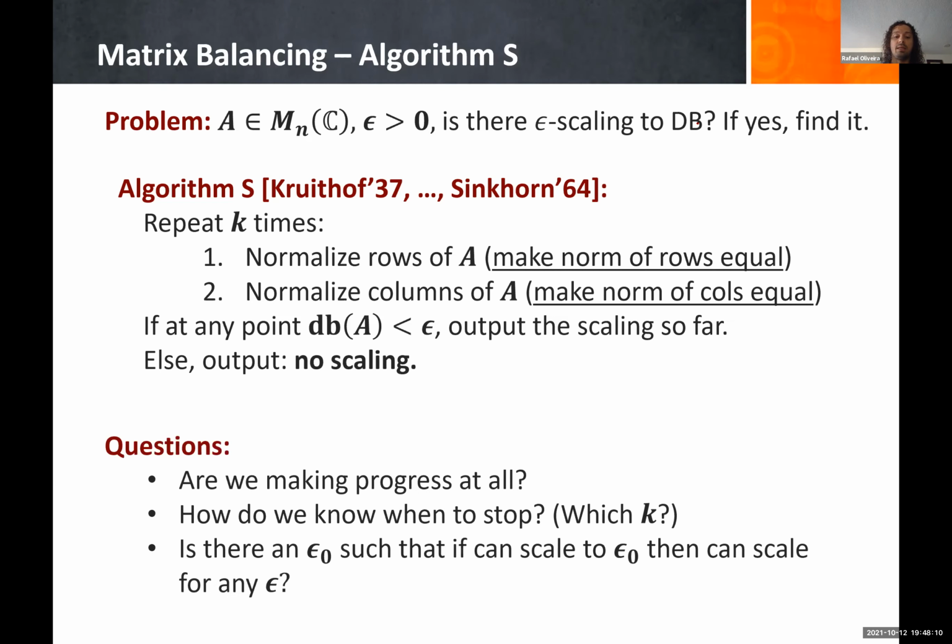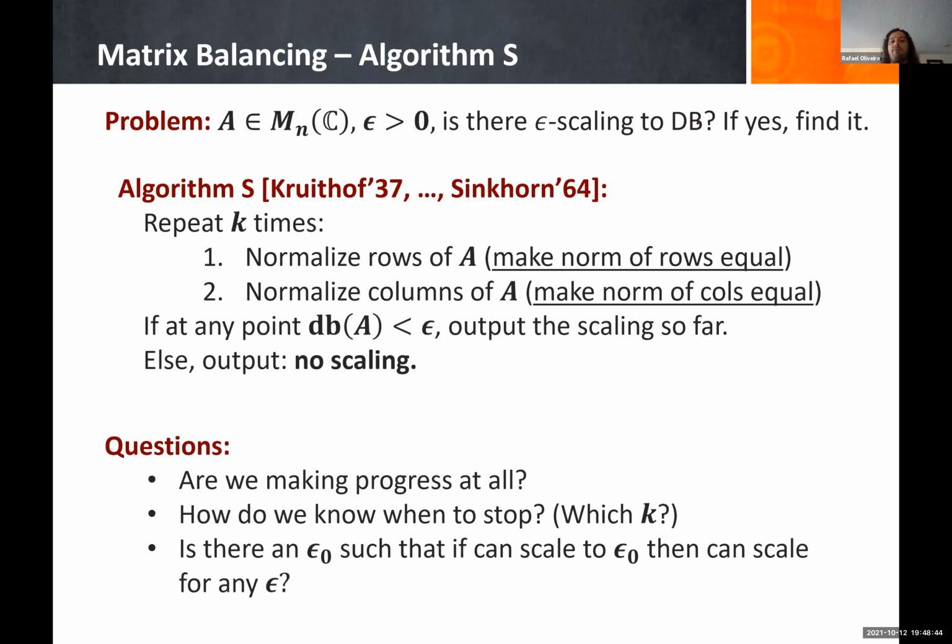Ankit answered most of these questions, I think. We're just going to discuss three that he didn't discuss that much. The first question is: are we making progress at all with this algorithm? The second is: how do we know when to stop? And the third question is: is there some epsilon 0 such that if we can scale to epsilon 0 close to doubly balanced, then we know that we can scale for any epsilon? Is there a threshold?